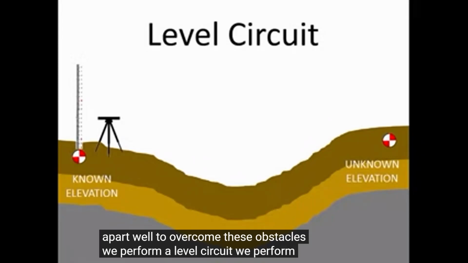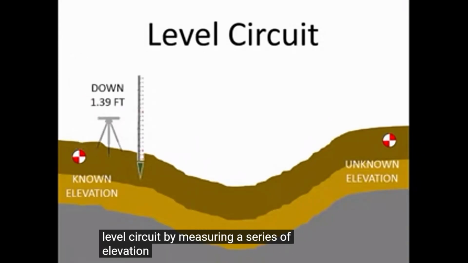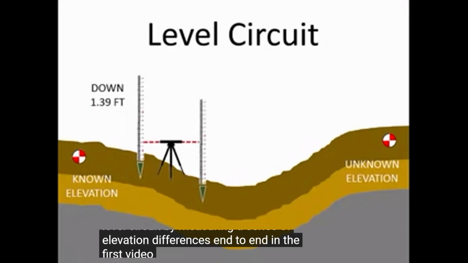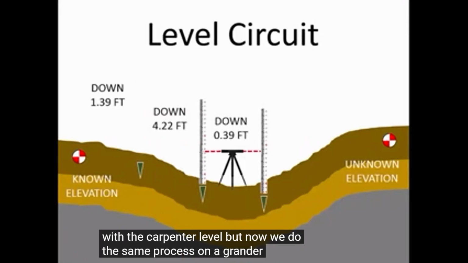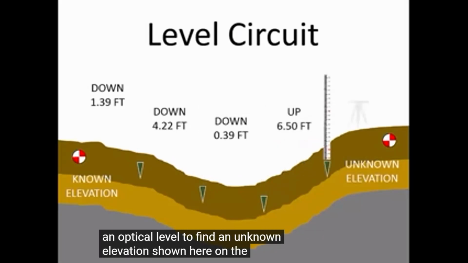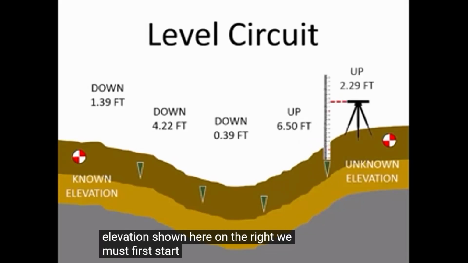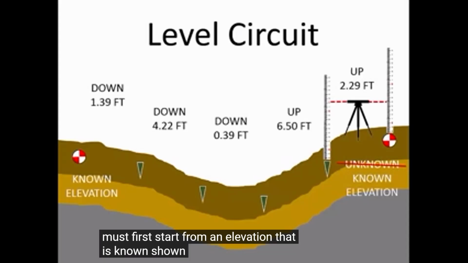We perform a level circuit by measuring a series of elevation differences end to end. In the first video series, we illustrated elevation differences with the carpenter level, but now we do the same process on a grander scale with an optical level. To find the unknown elevation, shown here on the right, we must first start from an elevation that is known, shown on the left.